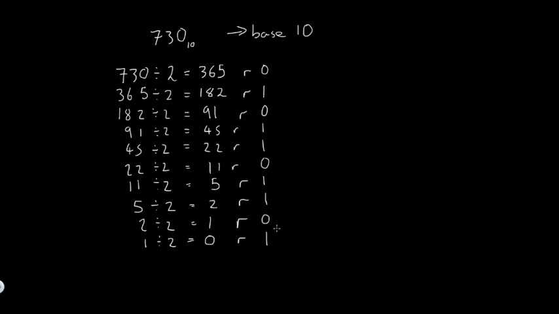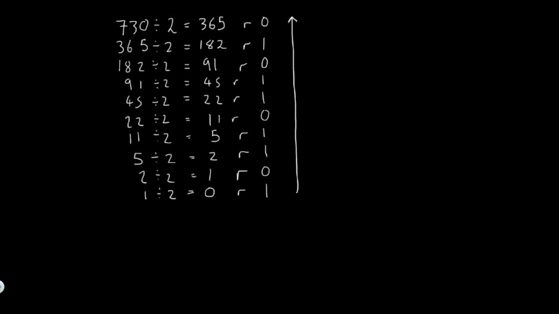What we do now is look at the remainders and read them from bottom to top. The top remainder is the least significant digit, and the bottom remainder is the most significant digit. So if I read off the remainders, I have my binary number. 730 in decimal is equal to, reading from bottom to top, 1011011010 in binary, and I use a subscript 2 to denote that it's binary. That's the conversion from decimal number 730 to a binary number.